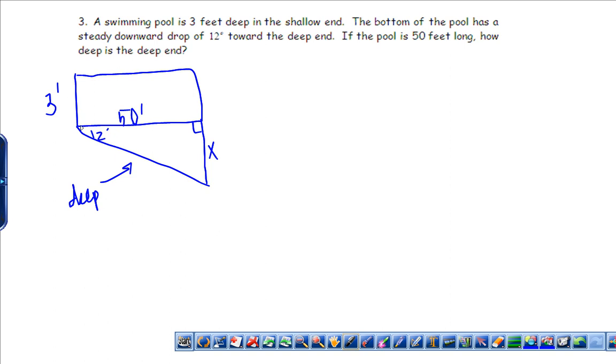All right, I already know the shallow is 3, it's 50 feet long, so let's find the deep end. So I can use this as a tangent again. I can go opposite over adjacent. So tangent of 12 degrees is opposite over adjacent. And if you solve, you should get 10.628.